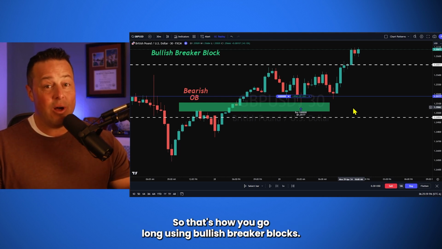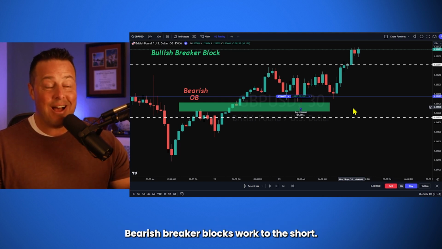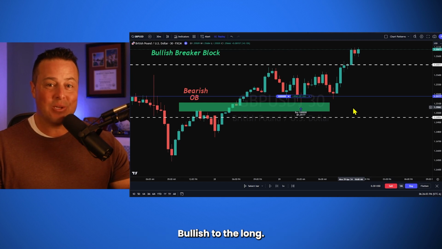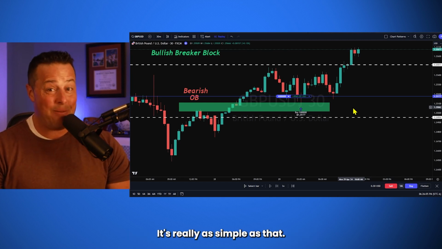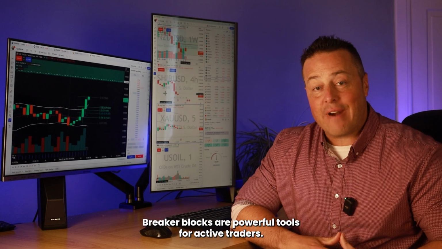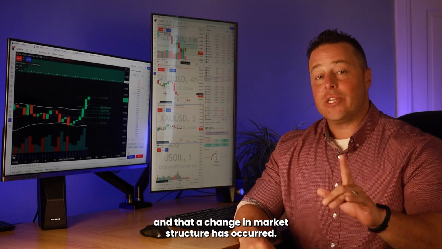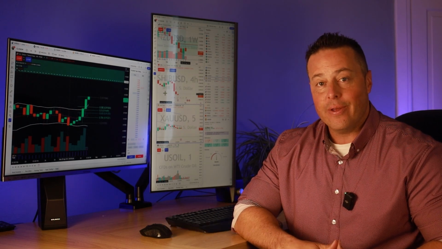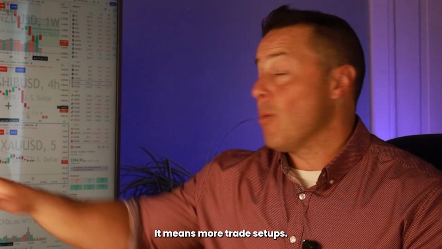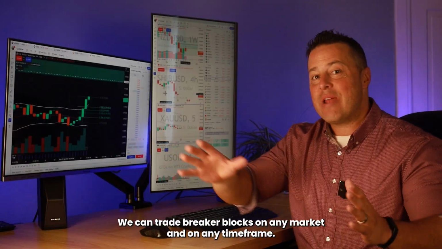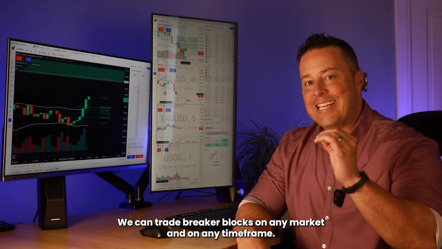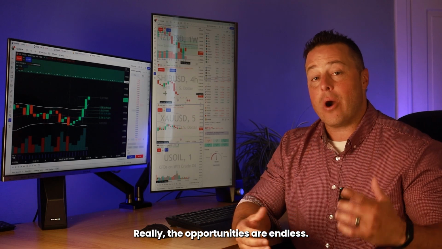So that's how you go long using bullish breaker blocks. Bearish breaker blocks work to the short, bullish to the long. It's really as simple as that. Breaker blocks are powerful tools for active traders. They signal that a liquidity grab has taken place and that a change in market structure has occurred. What does that mean to us? It means more trade setups. We can trade breaker blocks on any market and on any time frame. Really, the opportunities are endless.